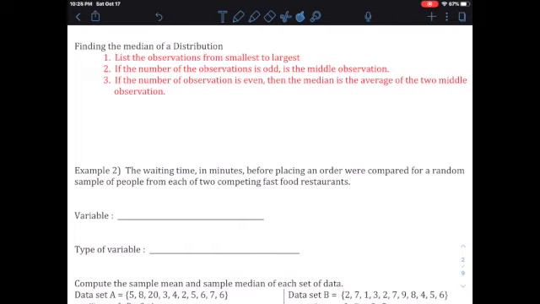1. First of all, you have to list the values from the smallest to the largest. 2. If the number of observations is odd, the median is the middle observation. If the number is odd, then it's going to be the middle one. If the number of observations is even, then the median is going to be the average, found by adding and dividing by how many there are, of the two middle observations. We are going to do some examples on that, and those are the methods. If it's odd, it's the middle one. If it's even, it's going to be the two middle ones added together and divided by 2.